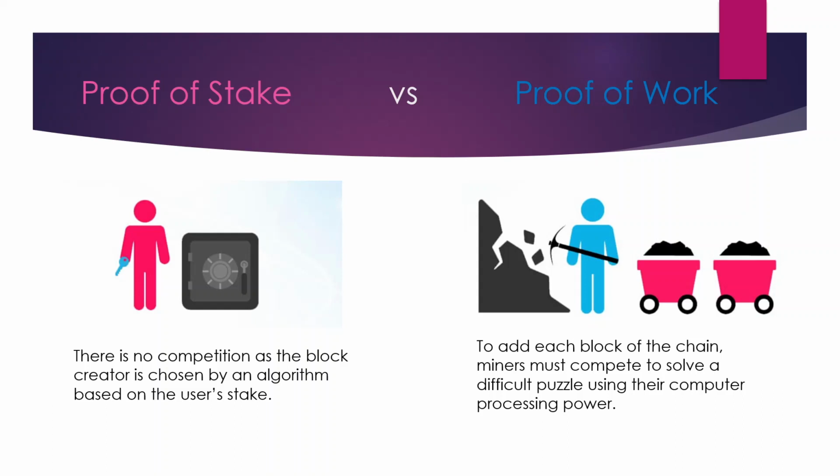Let me show you proof of stake versus proof of work. We should understand their differences. On proof of stake, there is no competition as the block creator is chosen by an algorithm based on the user's stake. But on the proof of work, to add each block of the chain, miners must compete to solve a difficult puzzle using their computer processing power.